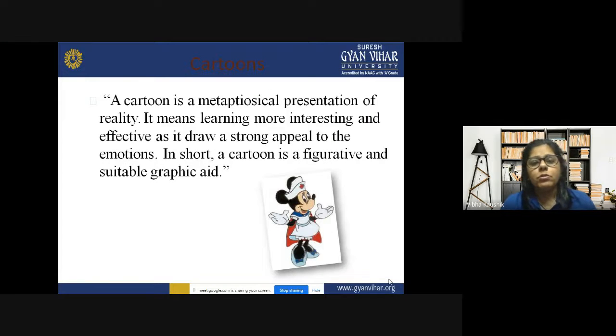Now, cartoons. A cartoon is a pictorial presentation of reality, means through it we can present the reality. It makes learning interesting and effective as it draws a strong appeal to the emotions of the learner. In short, a cartoon is a figurative and suitable graphic aid to teach the students.